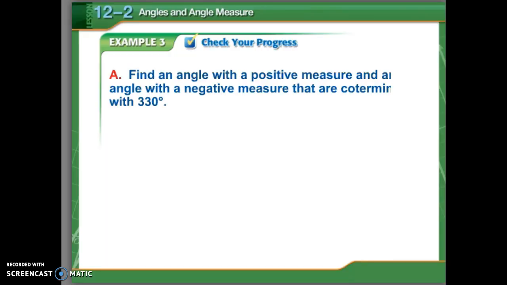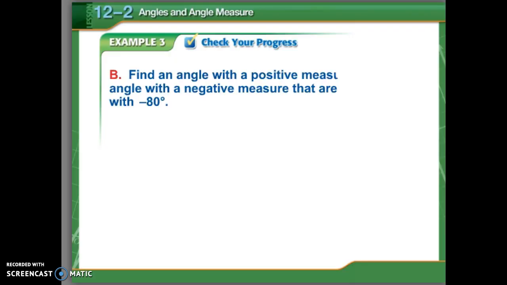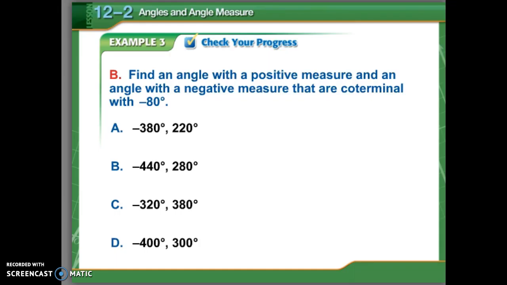Okay, looking at check your progress now. We're going to do a part A and a part B. We're doing coterminal with 330, a positive and a negative. And now we're going to look at part B. This time we're doing coterminal positive and negative with negative 80 degrees.